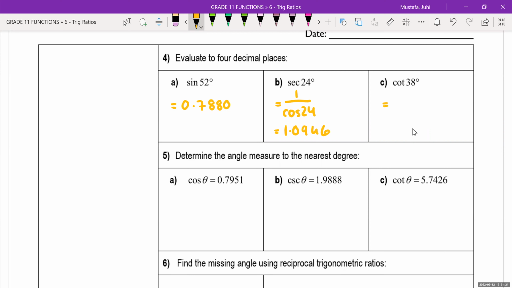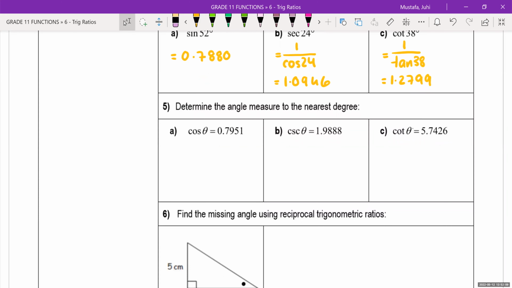And then the last one, cotangent 38. We're going to go back to your chart, just take a look at what you would do. You're going to notice it's 1/tan 38. 1 divided by tan 38. And I get 1.2799. Okay, so hopefully you guys can see why I said this was useless, because you're literally just converting it to the original form.